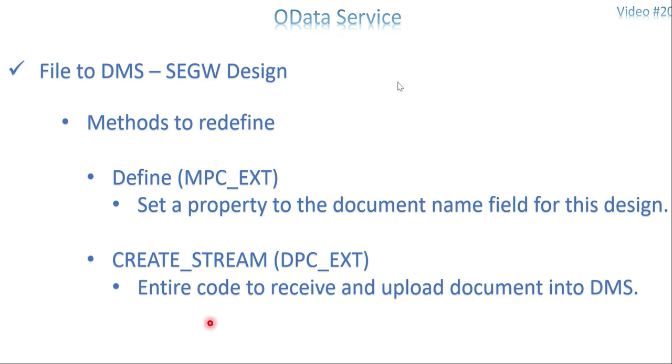And then another method where I have to write the entire code: once you execute it, it is going to receive the name of the file, the extension of the file, and how to upload it to the DMS server. Everything is going to happen in one particular method. It's nothing but the create stream method. So that also we have to redefine. This is coming under the DPC extension class.